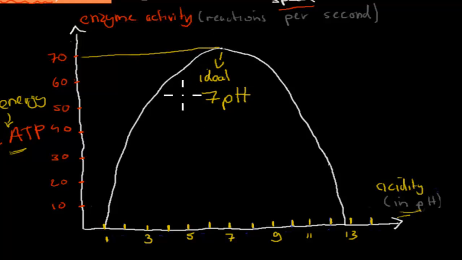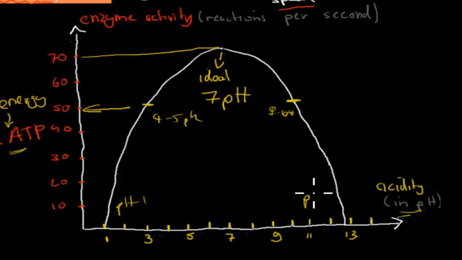Whereas if we go lower to here or go higher to here, then you'd have a rate which would be a lot less. So at about 4 or 5 pH here, and about 9 or 10 pH here, you would have had your enzyme activity drop already quite significantly. And then if it goes down even further, let's say at a pH of 1 or a pH of almost 13, then the enzyme or the metabolic efficiency is dropped to almost zero. So here it's 10 reactions per second as opposed to 70 reactions per second for the ideal.